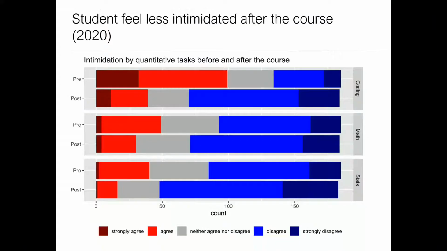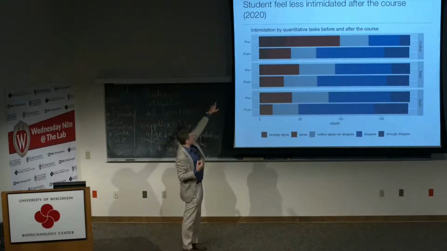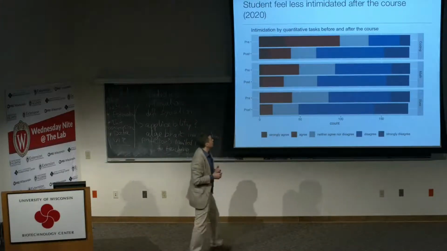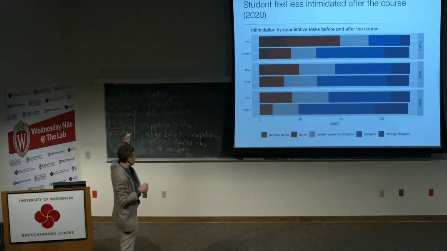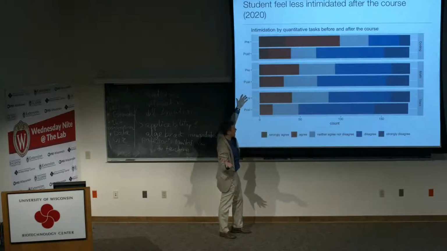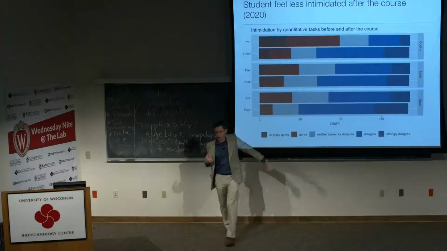I'll start with the positive. I talked about two different things, one being the more cognitive and psychological side: intimidation and barriers that make students frustrated. One of the positive things, at least if you believe the students' self-reported surveys, is that their self-reported intimidation levels definitely dropped. So I asked them, do you feel intimidated by doing programming or coding? That's the first question. And you can see here, prior to taking the course, the red are the ones that are intimidated. The dark red strongly agree, light red just agree. So quite a few people said, I feel intimidated. That dropped quite a bit after the course. And then these two were the same for mathematical tasks and for statistical tasks. They dropped, although not as dramatically.